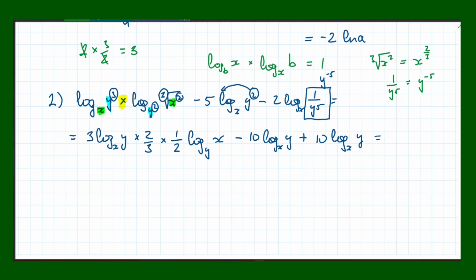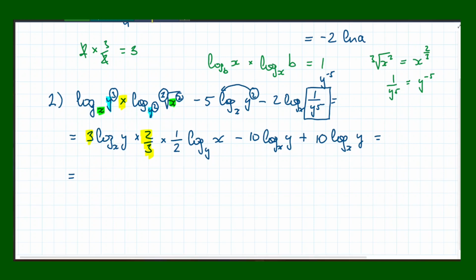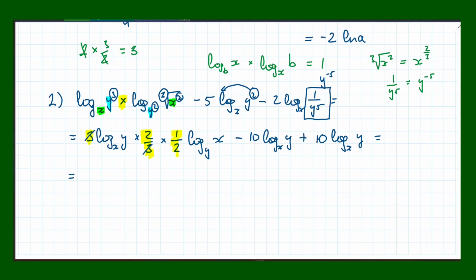Okay, let's move on to the next line. And first of all, let us collect all these numbers in the first term together. So I have a multiplier of 3, a multiplier of 2/3, and a multiplier of 1/2. What is that going to give me altogether? Well, this 3 will cancel out this 3, so that's going to give me a 1, and then this 2 cancels out that 2, and that's going to give me a big 1 again.